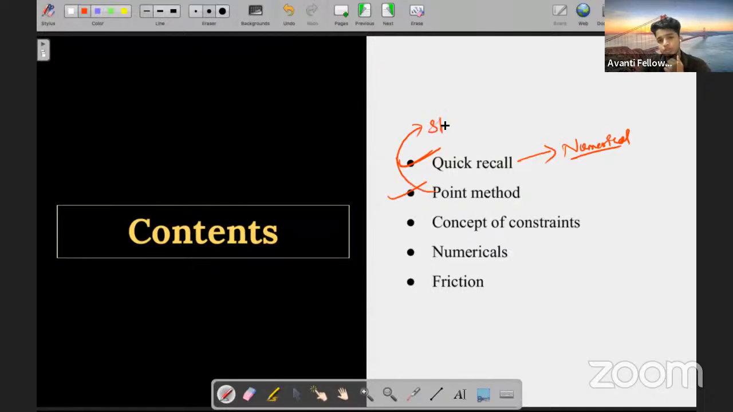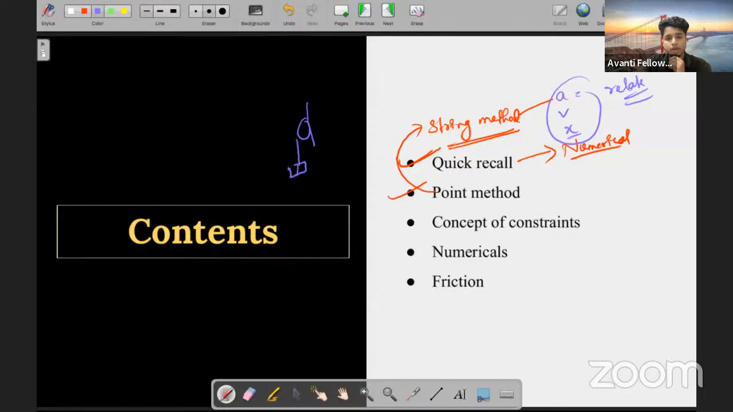Do you remember string method, students? Whoever hasn't heard this, have to go back to the session that I have done in the previous classes and check what is string method. In the string method, we try to relate acceleration, or velocity, or length. Let's say if we have a pulley and a mass, if this is A, if this is B, we were trying to relate A with B. I hope you remember all these things. Then next we'll talk about the concept of constraints. Then we'll be talking about numericals based on it.